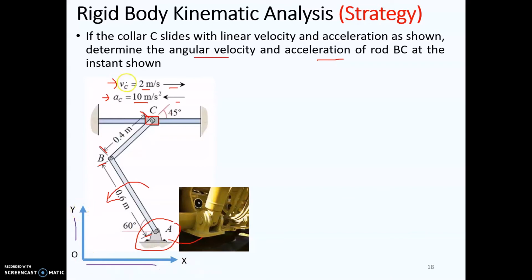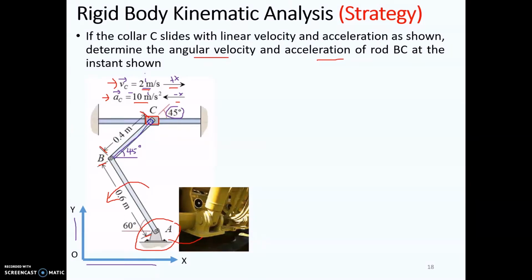Then you can convert all the scalar quantities here to be vector quantities. The velocity at point C is equal to 2 in the positive x direction. Therefore, the velocity vector is equal to 2i. Then the acceleration at point C is equal to negative 10i, because the direction is in the negative x direction. Since you have 45 degrees here, then the angle here will be 45 degrees as well.